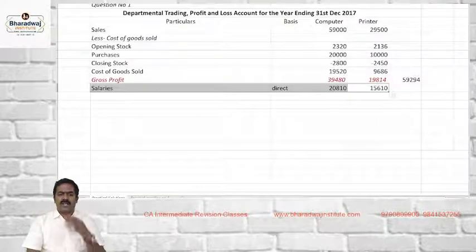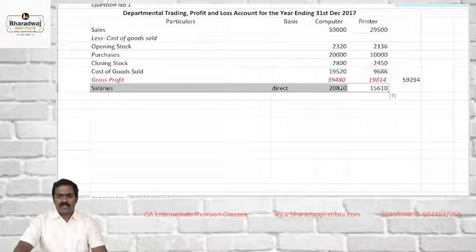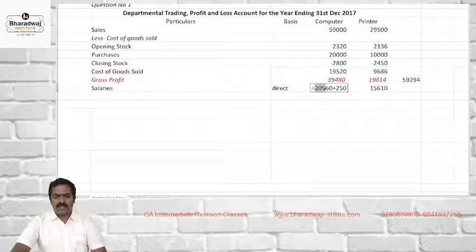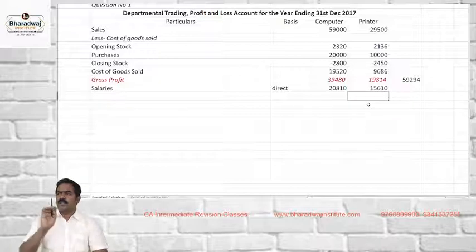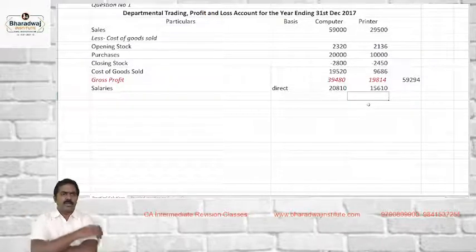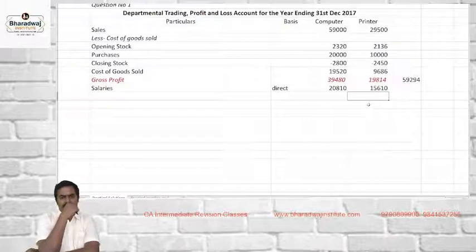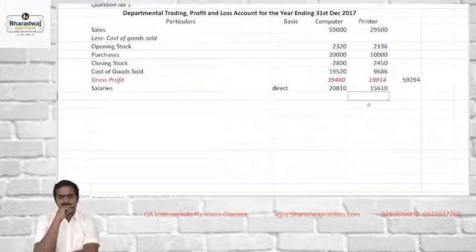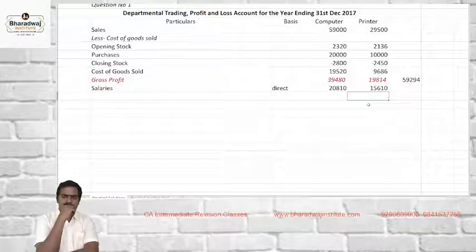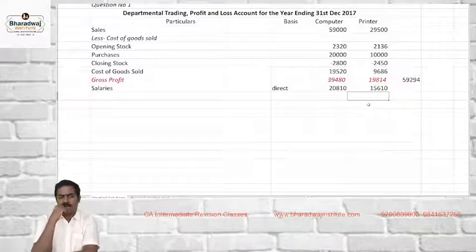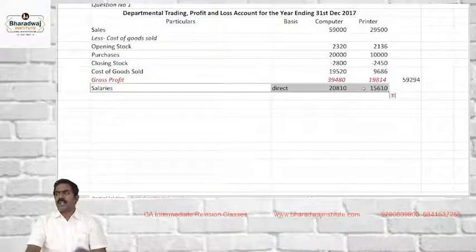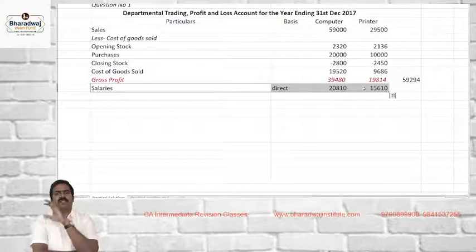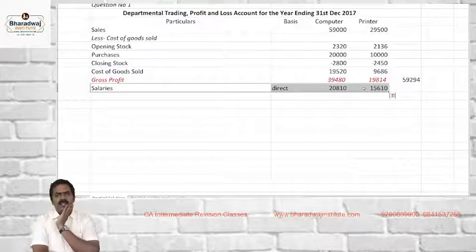So with the salary, you add outstanding salary. Salary plus outstanding salary for computers, salary plus outstanding salary for printers. There is no apportionment here, directly charged. You can take it up. No need to wait. Please take it up along with me. Salary, maybe you can mark it as plus outstanding salary. It's given already allocated, directly we charge it.